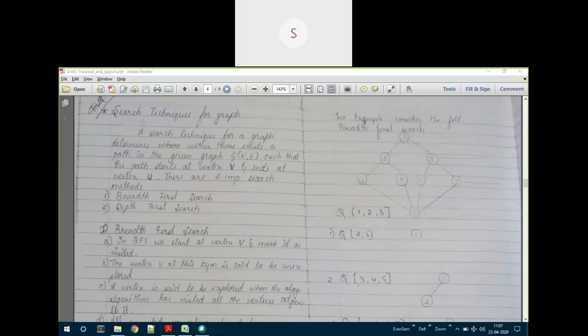The search technique for a graph, as per the definition, determines whether there exists a path in the given graph such that the path starts at vertex u and ends at vertex v. Basically, in graph search we start from one particular vertex in the graph and start exploring the graph.